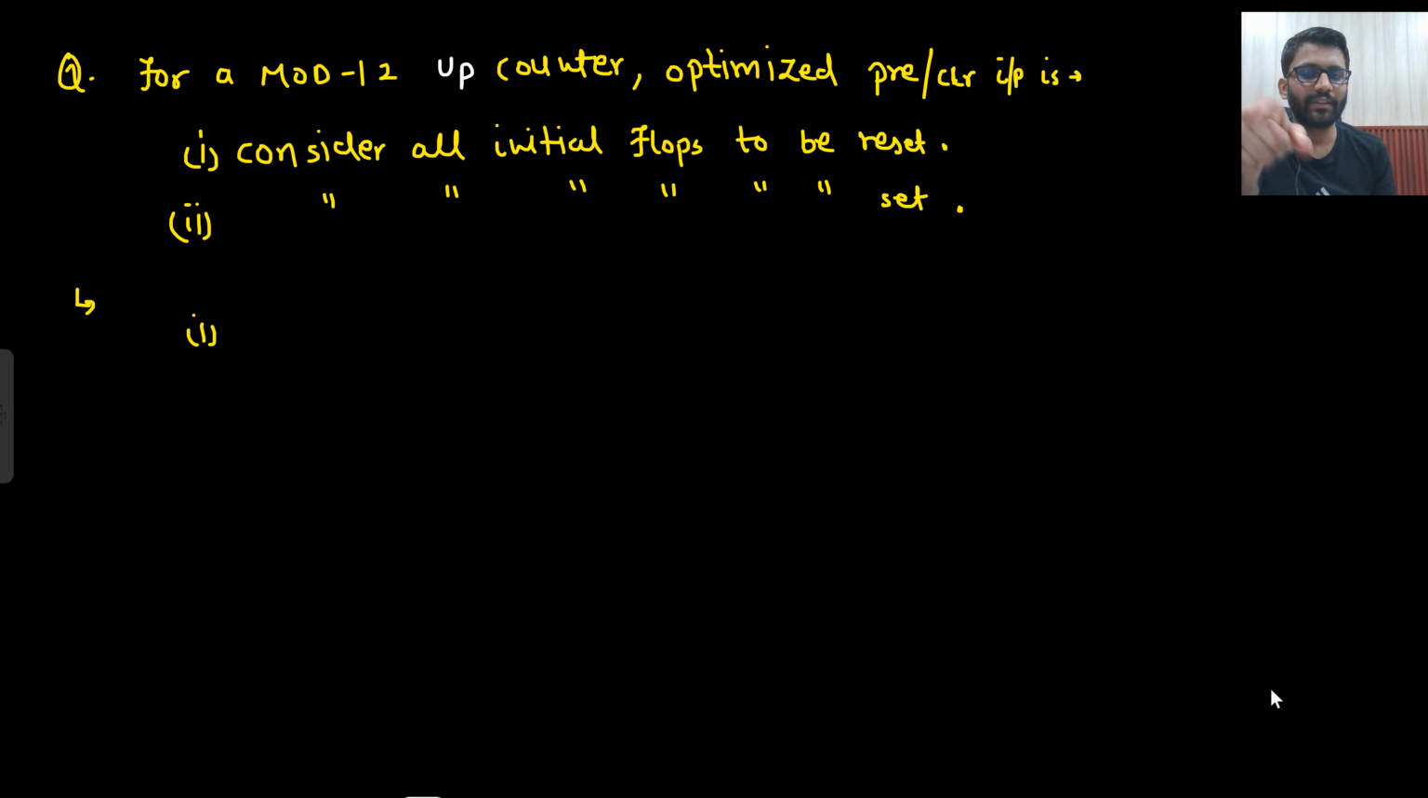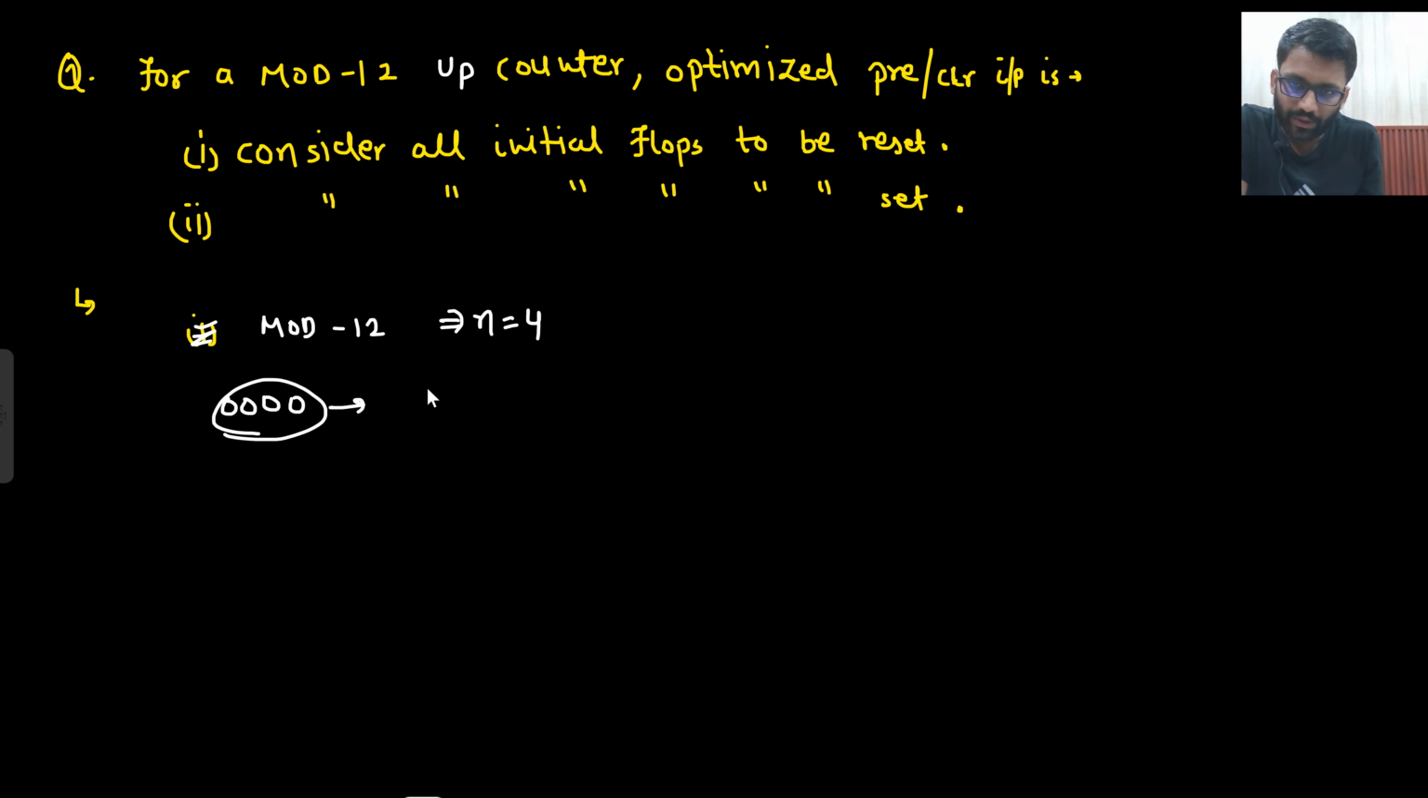So in the first question, consider all flops to be reset. If all are reset, the first thing is mode 12. How many states are required? At least 4 states you will require, right? Because with 3 you can get 8 only. With 4 you can get 16. So at least 4 states you will be requiring. So mode 12, initially all are reset, and you need to count up.